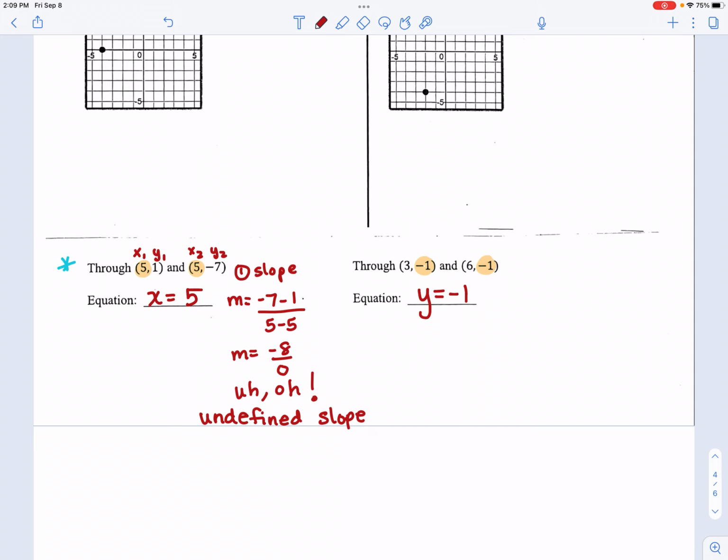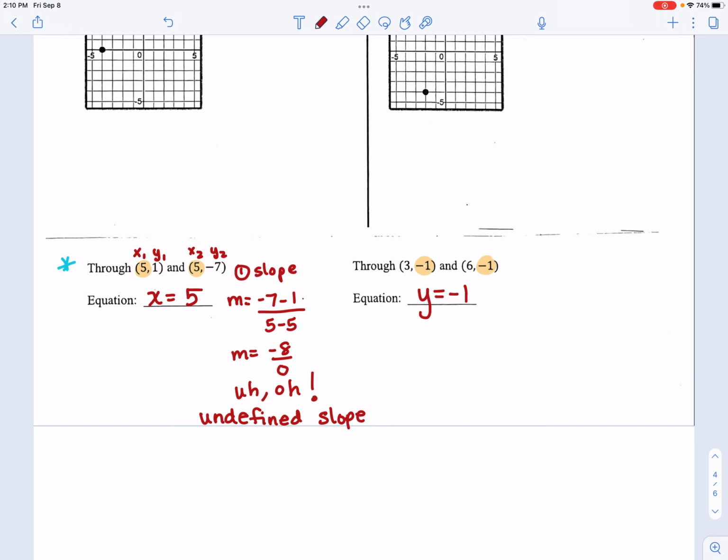If you can look at your points and notice that pattern of, oh, all the points have the same x value, then it's going to be x equals. If all my points have the same y values, that's going to be y equals. Then there isn't a lot of work necessary for those.